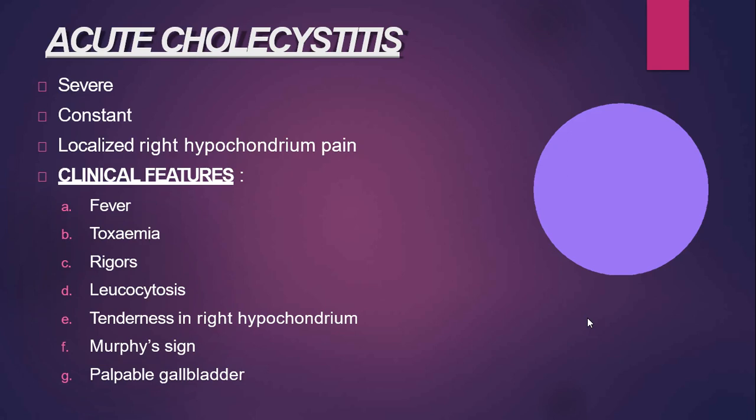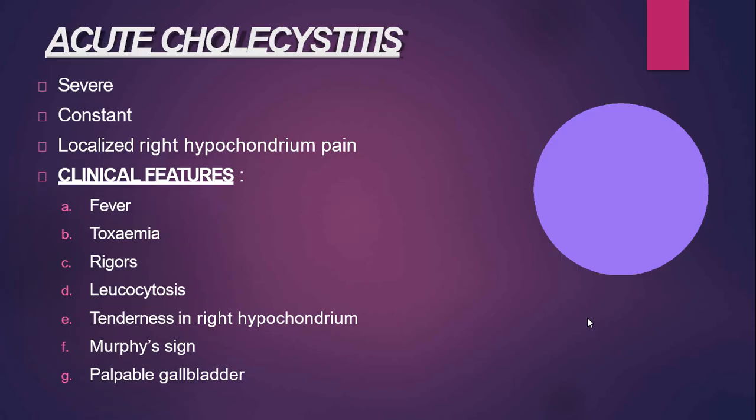Now acute cholecystitis: severe constant pain, localized in the right hypochondrium. Patient may have fever, toxemia, rigors, leukocytosis, tenderness in the right hypochondrium, Murphy sign, palpable gallbladder. Now what is Murphy sign?